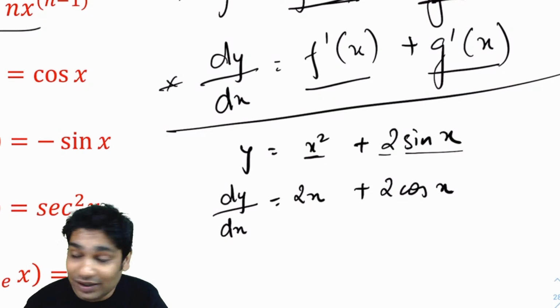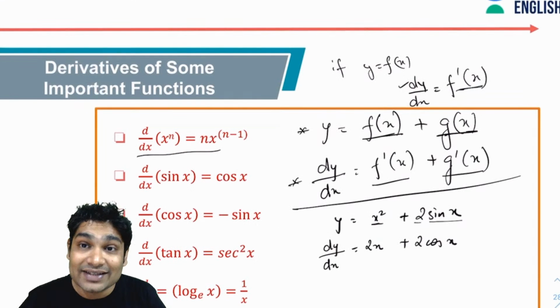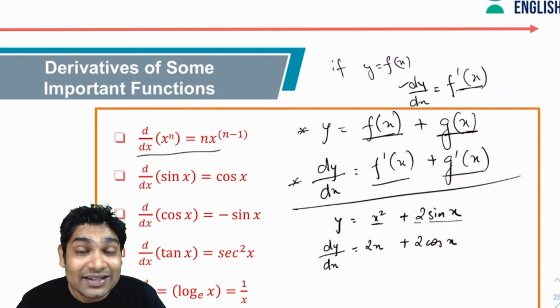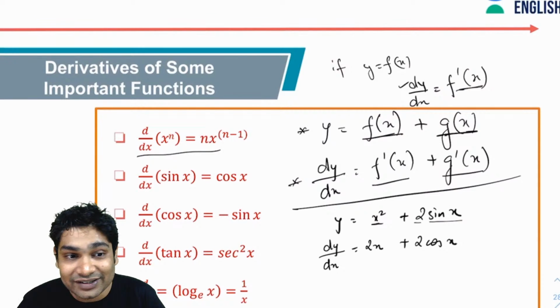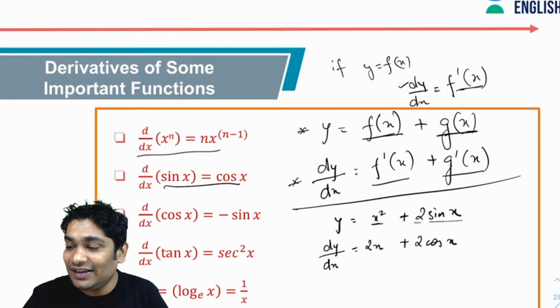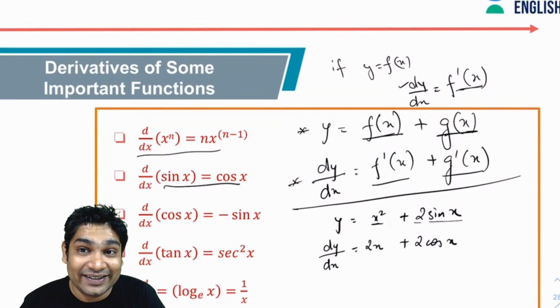So remember this rule, that if some y is the sum of 2 functions of x, then the dy by dx can be written as the sum of the derivatives of individual functions. Not minus, I'm sorry. Yes, 2x plus 2 cos x. You can see here, d by dx of sin x is cos x only.